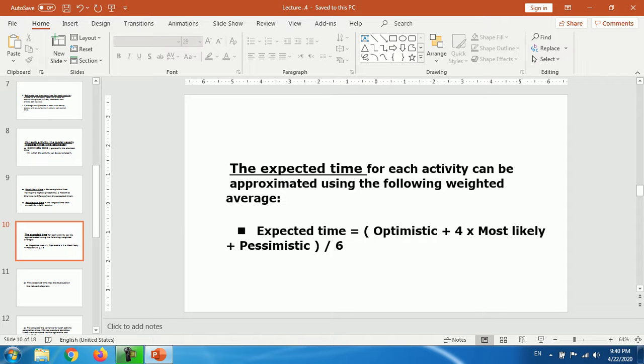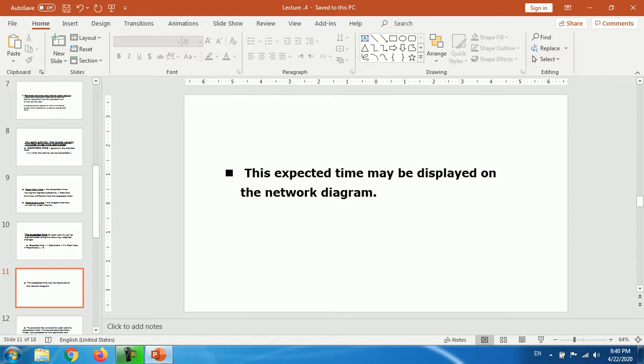The expected time for each activity can be approximated using the following weighted average. Expected time equals optimistic plus 4 times most likely plus pessimistic, divided by 6. This expected time may be displayed on the network diagram.